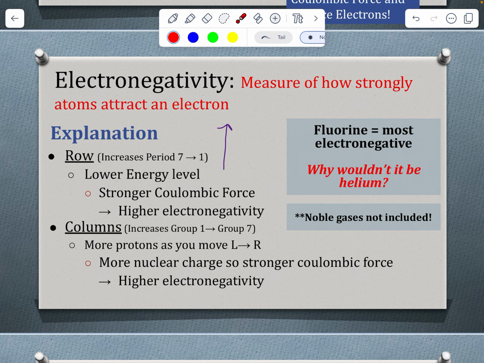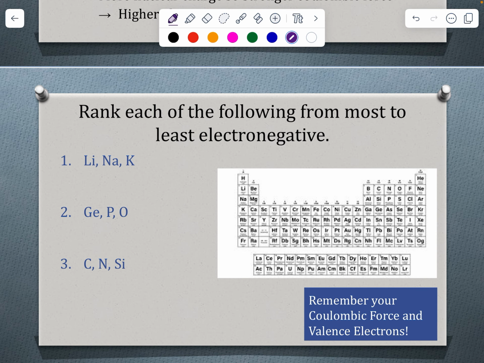For our columns, this is going to increase from group 1 to group 8, so increasing as we go to the right. Again, with this one, more protons as we move left to right, which gives us more nuclear charge in that same energy level, which increases our Coulombic force. And so that attraction of electrons is going to increase as well. Fluorine is our most electronegative element, and fluorine is right here in the top right.